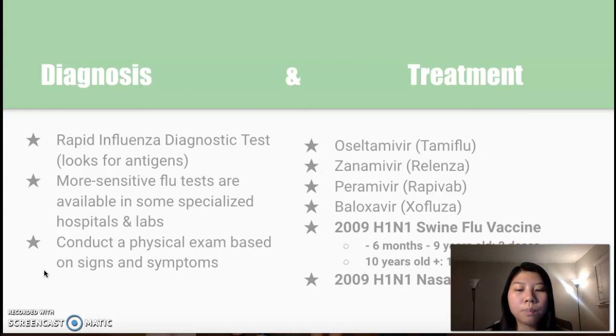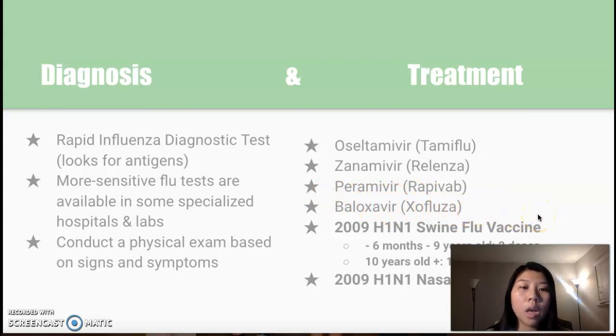And then the treatment for this flu is specific. A lot of it is symptom specific treatment, but the antivirals that are listed right here are usually prescribed for someone that would have the H1N1 virus that is not as severe. So oseltamivir, which is Tamiflu, zanamivir, which is Relenza, peramivir, which is Rapivab, and baloxavir, which is Xofluza.